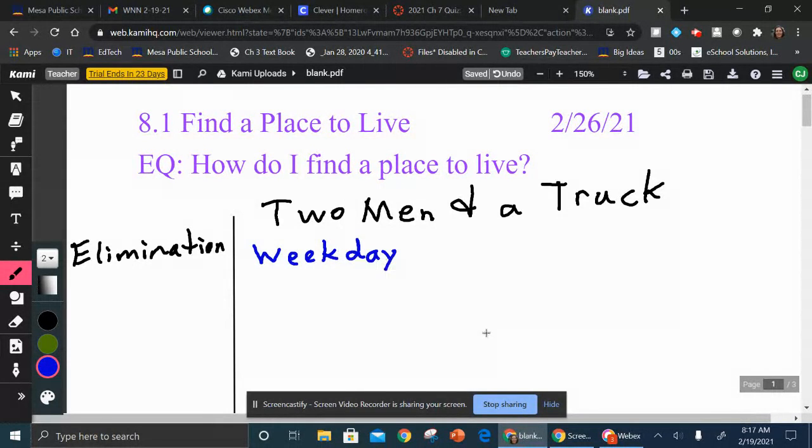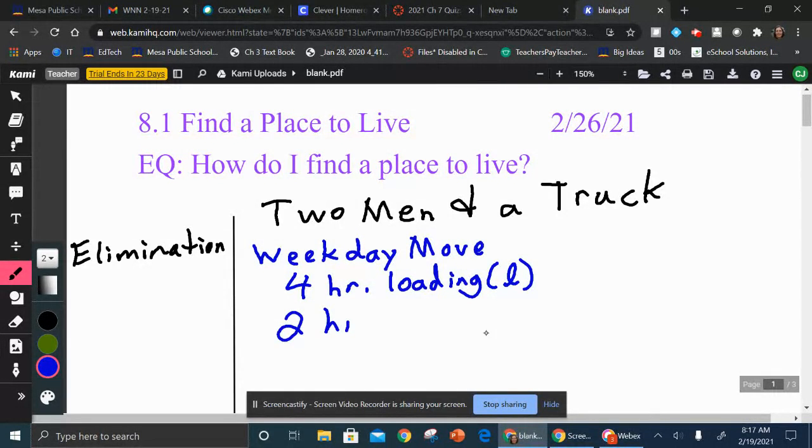For a weekday move, we have 4 hours of loading. And then we have 2 hours of packing. And the total cost is $400.